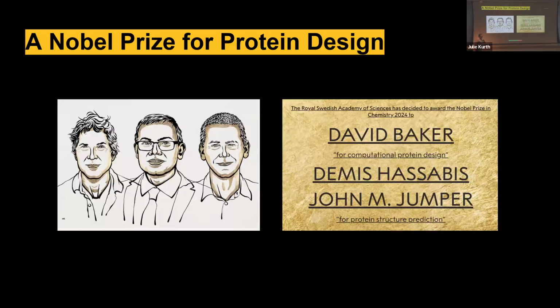But so I wanted to end by talking about the 2024 Nobel Prize in Chemistry, which was awarded to, among others, David Baker, who's my postdoc advisor, for computational protein design. And then, as I mentioned, AlphaFold, the people responsible for that are Demis Hassabis and John Jumper. They were the other two people that were awarded the Nobel Prize this year.